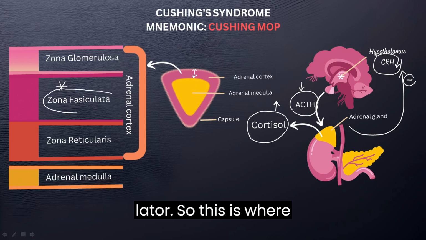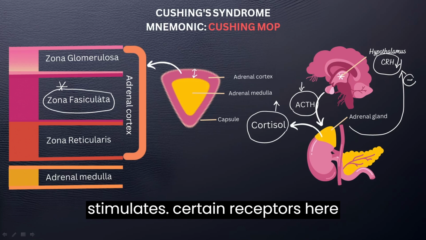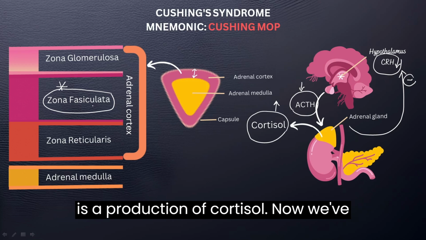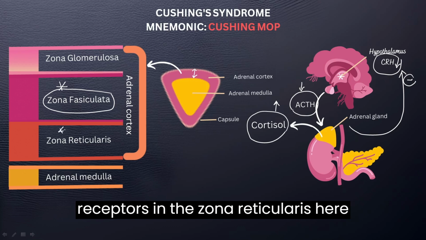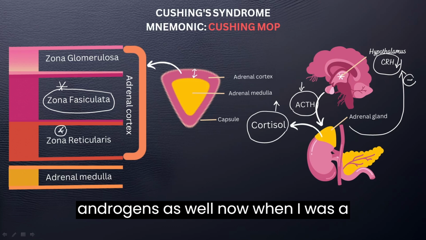So this is where ACTH comes in here and stimulates certain receptors here. Through G protein coupled receptors, there is a production of cortisol. Now, we've also said that ACTH can also stimulate receptors in the zona reticularis here and also cause a release of weak androgens as well.